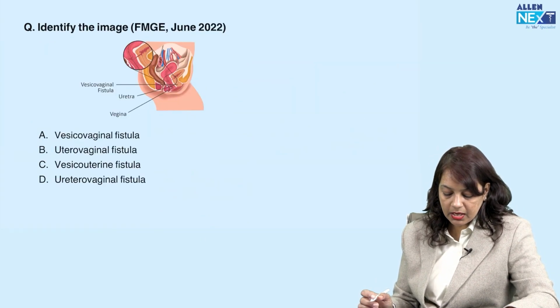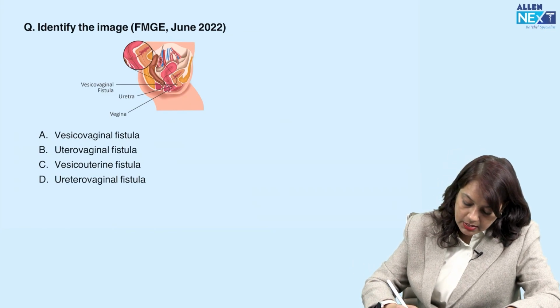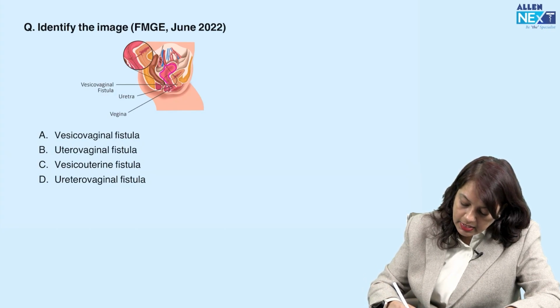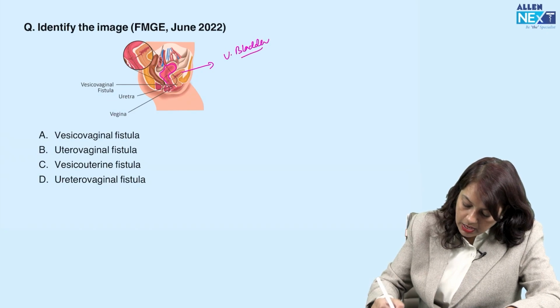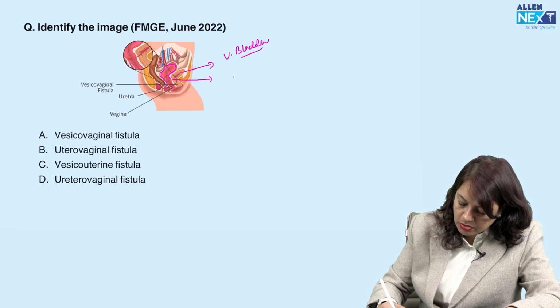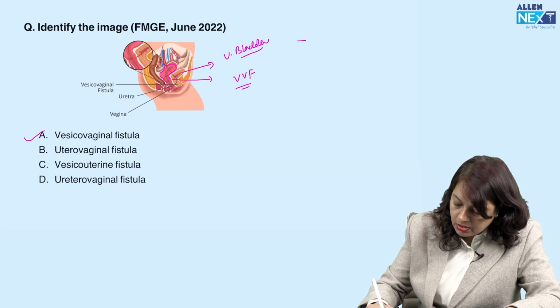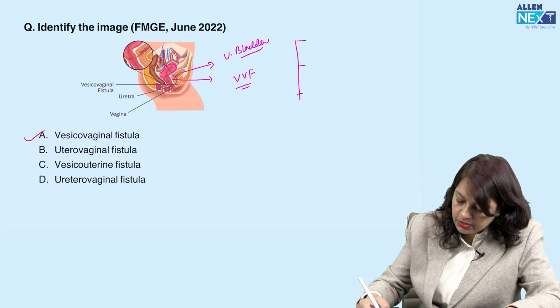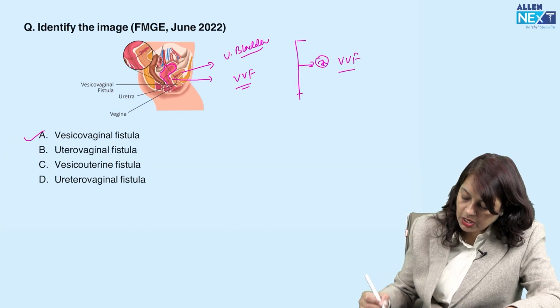Next, identify the image. What is this image? Now, if you clearly see, this is the uterus, and this is the urinary bladder. And if you see clearly, at the second level, there is a fistula. So it is likely to be the vesicovaginal fistula. Okay, so there are 3 levels of the fistula. So the second one given is a vesicovaginal fistula.